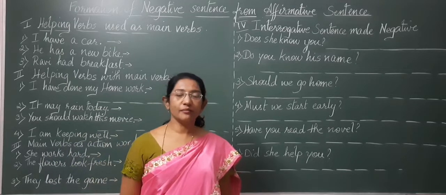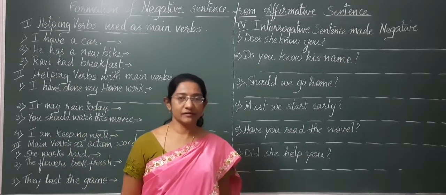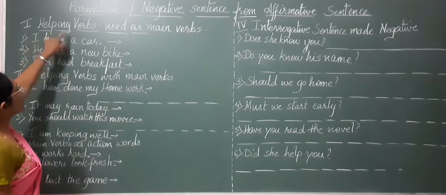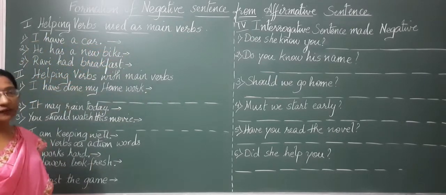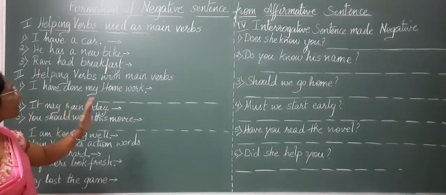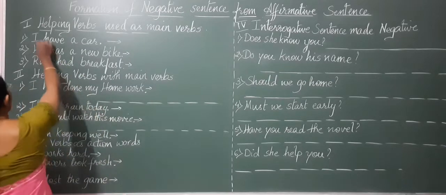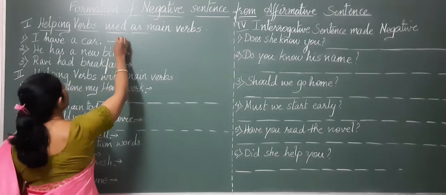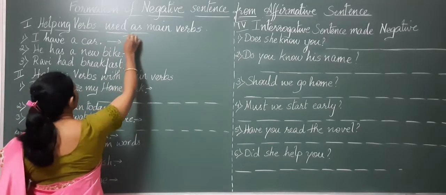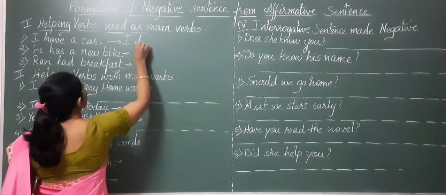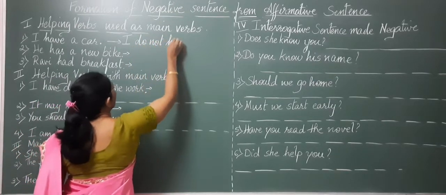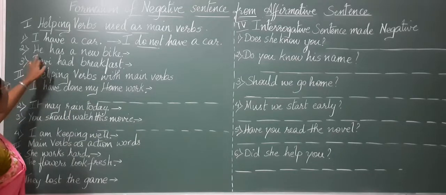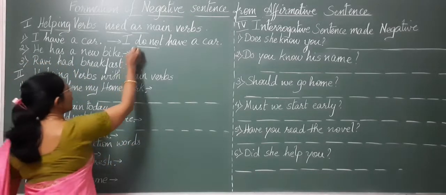Now, let us recall formation of negative sentences from affirmative sentences. Certain rules are to be followed when helping verbs are used as main verbs in a sentence. This is how we can form them into a negative sentence. I have a car. So this is an affirmative sentence. To be changed into a negative sentence, it is very simple. I do not have a car. The next one, he has a new bike. He does not.